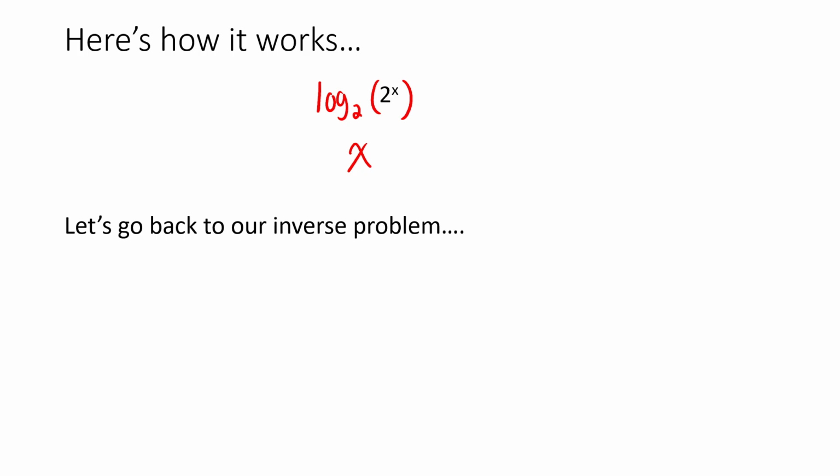So let's go back to our inverse problem. We had y equals 2 to the x. We switched the x and the y to try to come up with the inverse, but we had this problem in that we did not have any way to get that y out. But now we have a way. We are going to take log base 2 of both sides. The golden rule of algebra still holds. Whatever you do to one side of the equation, you have to do to the other.